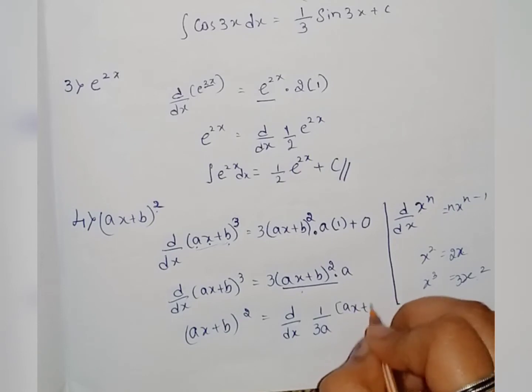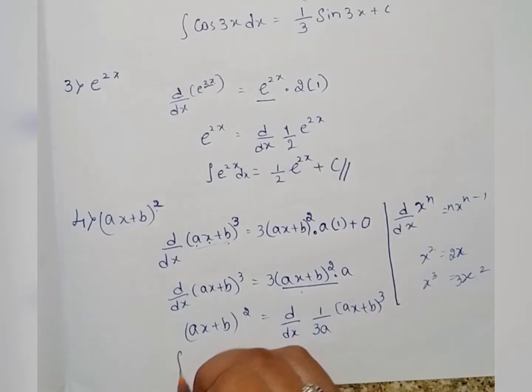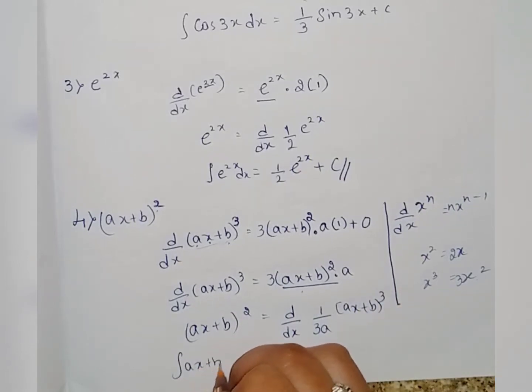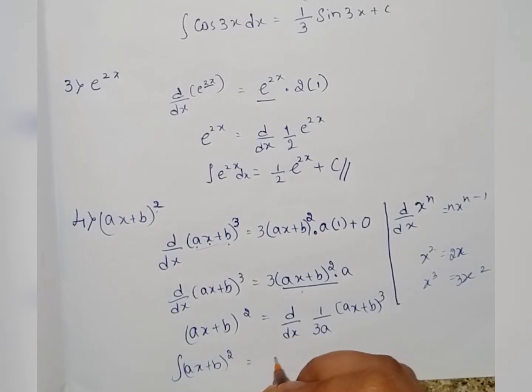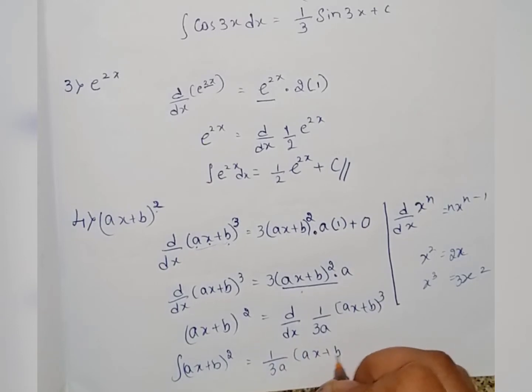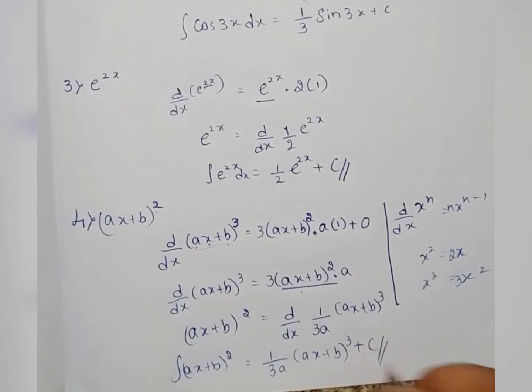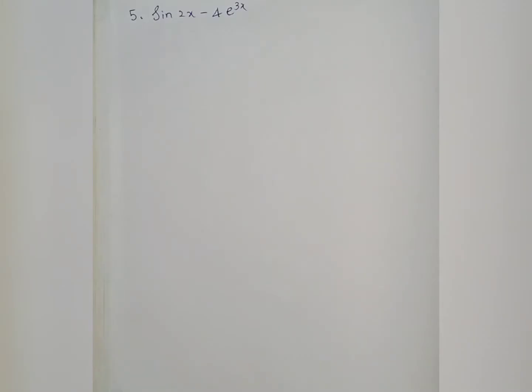Ax plus b the whole cube remains as it is. Integration of (ax plus b) square is equal to 1 by 3a (ax plus b) the whole cube plus c. Okay, the fifth question.